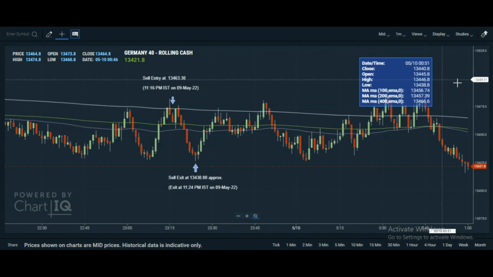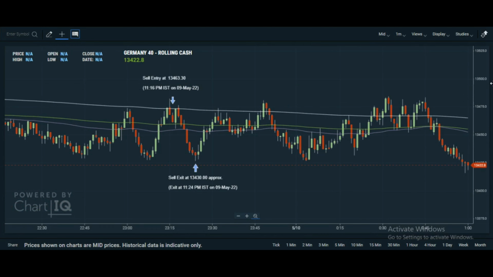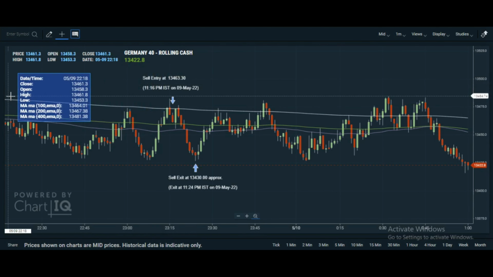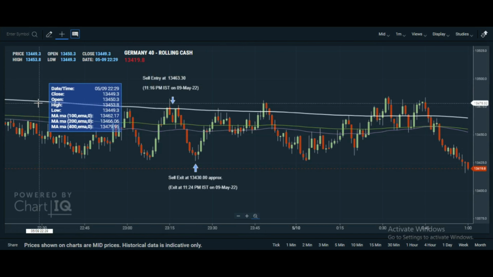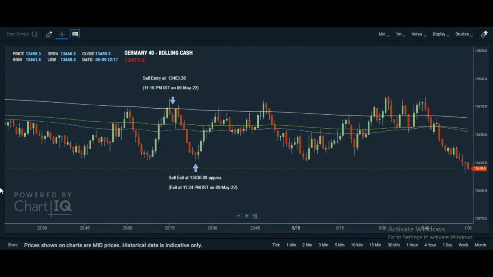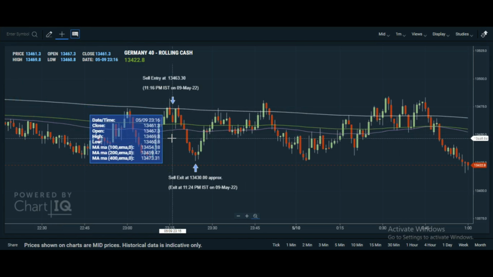Yeah, talking about the execution of the trade, as you can see these three colored lines, these are just the exponential moving averages, which I was also telling about earlier in the previous video. The purple one is 100 EMA, green one is 200 EMA, and the white one is 400 EMA. You can see over here, I took the entry at 11:16 p.m.